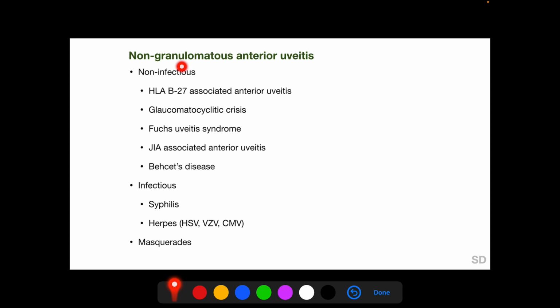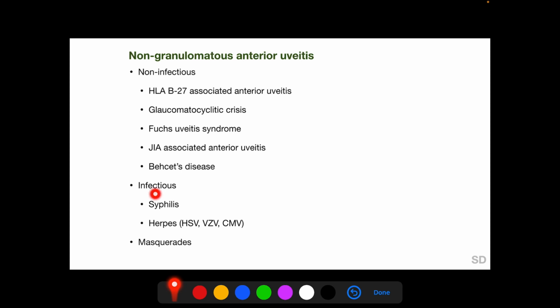Non-granulomatous anterior uveitis can be due to non-infectious entities like HLA-B27 associated anterior uveitis, in which we have ankylosing spondylitis, Reiter syndrome, psoriatic arthritis and inflammatory bowel disease, glaucomatocyclitic crisis or Posner-Schlossman syndrome, Fuchs uveitis syndrome, JIA associated anterior uveitis and Behçet's disease, which is actually a pan-uveitis but may present only with anterior uveitis.